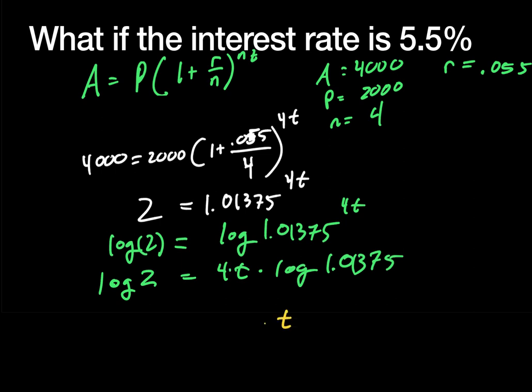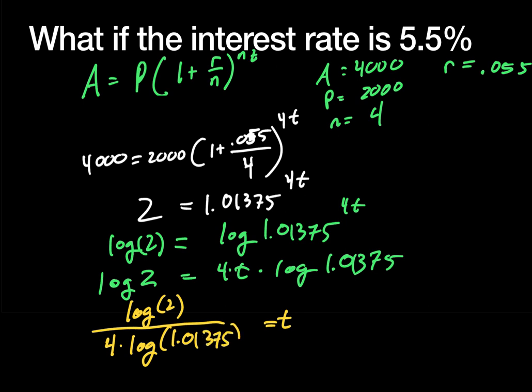To solve for t, I divide what's not a t. So I have t equals the log of 2 divided by 4 times the log of 1.01375. And I believe it's about 12.6909, so 12.691. So you've been able to double your money and shave it off over a year by having a 0.5% difference.